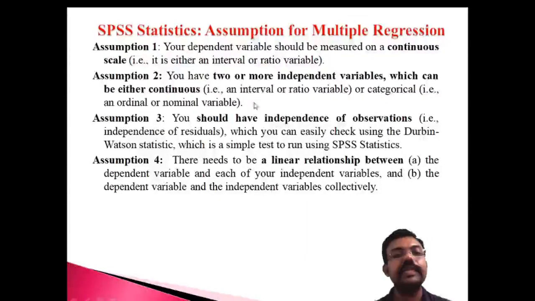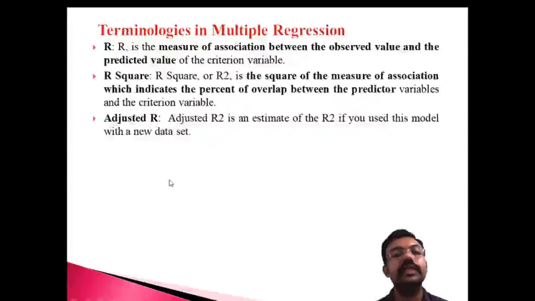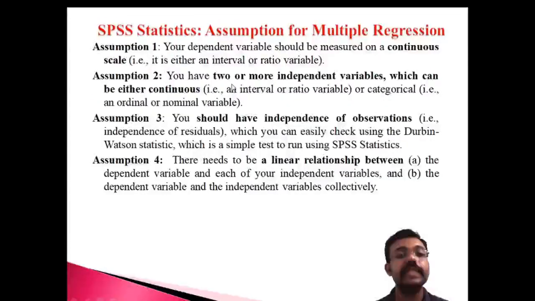And the second assumption is two or more independent variables. This is a very important assumption. There are two or more independent variables. Independent variable importance ഉണ്ട്. That means you are the predictors. 2 or more, നേരത്തെ ഞാൻ പറഞ്ഞു രണ്ടോ അതിലധികമോ independent variables ഉണ്ടായിരിക്കണം. The second assumption is two or more independent variables. It's either continuous or categorical.